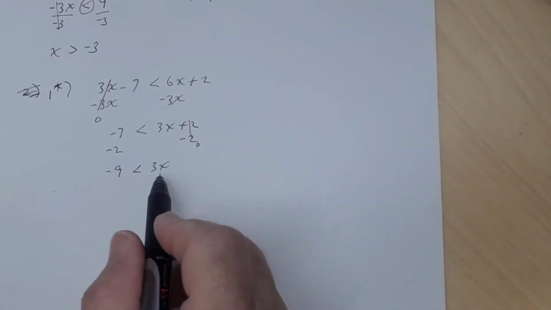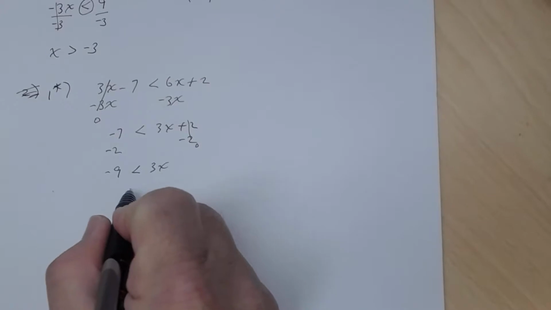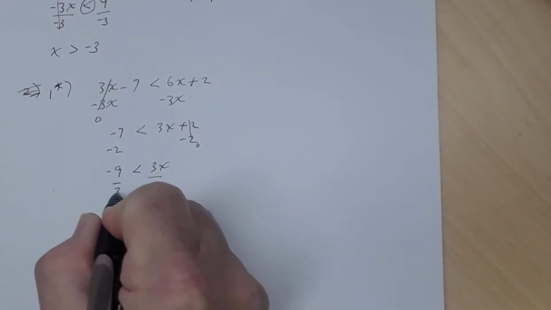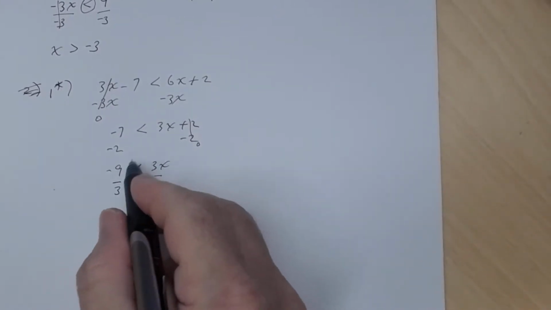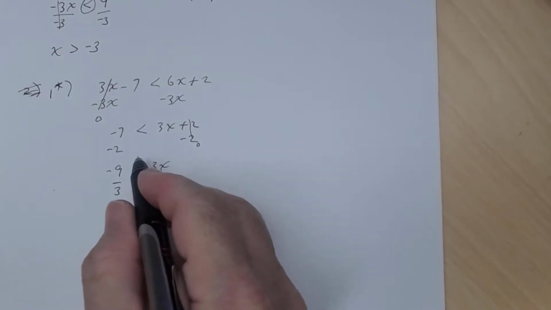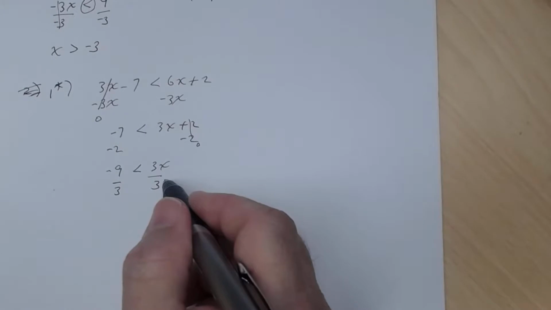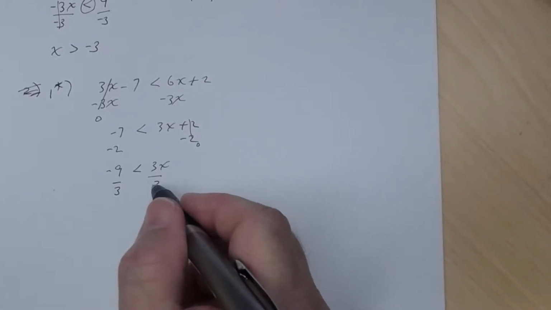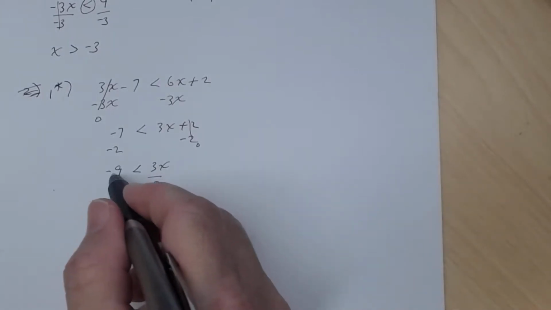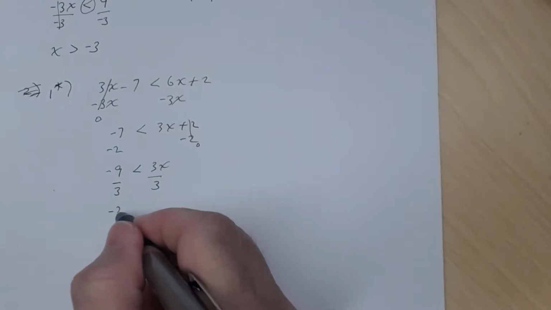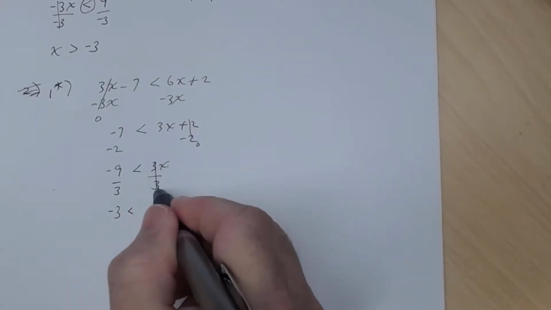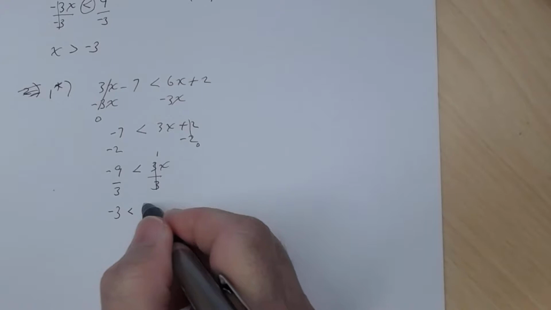So I'm going to go one more step. I'm going to get the variable x by itself. So I'm going to divide both sides by 3. Now remember, I'm dividing by positive numbers, so that's fine. I don't reverse an equality symbol. You only reverse an equality symbol when you divide or multiply by a negative number. So this is a positive number in this case. So -9 divided by 3 is a -3, is less than, and then 3 divided by 3 is 1, and then 1 times x is x.